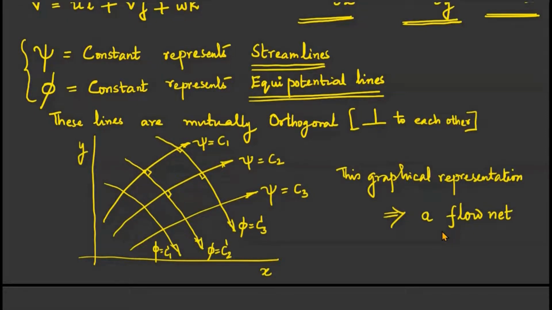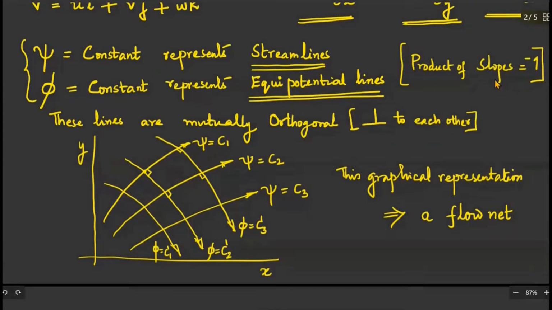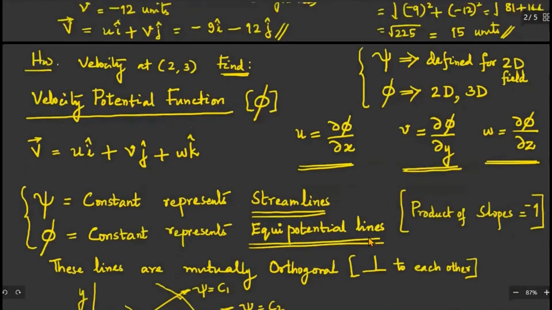And how do you prove these streamlines and equipotential lines to be orthogonal? You will find the product of slopes from the expressions for the stream function equal to constant and the velocity potential function equal to constant, which respectively represent streamlines and equipotential lines. The product of their slopes is minus 1. In analytical geometry you must have studied that whenever two lines are inclined at 90 degrees to each other, the product of their slopes will be equal to minus 1. Here also that will happen. That proof we have done earlier, so I don't want to repeat it.